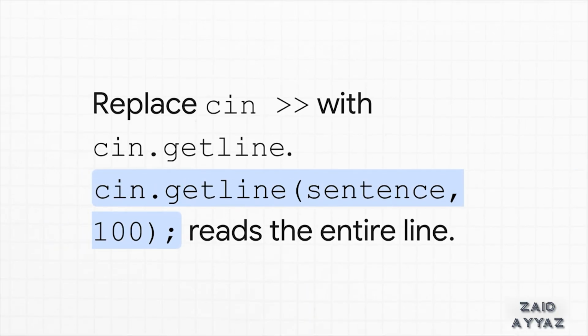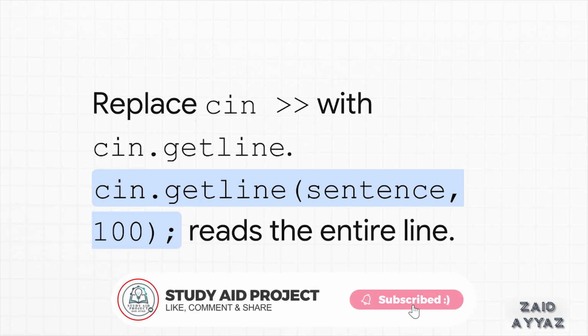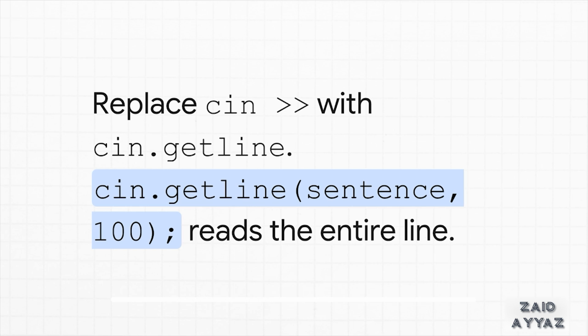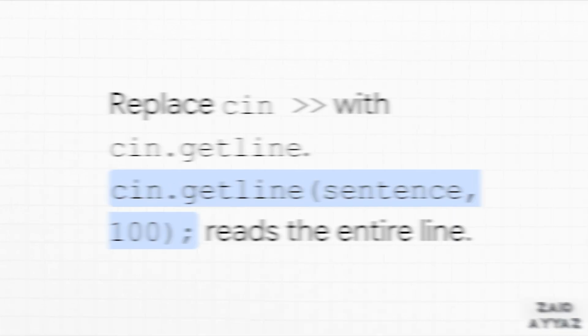So let's look at the actual fix in the code. It's literally a one-line change. We get rid of that old cin >> sentence, and we swap in our new powerful tool, cin.getline(sentence, 100). That's it. That's the whole fix.